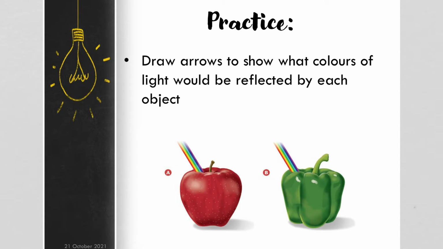So we'll do a little practice here. The first question is, draw arrows to show what colors of light would be reflected by each object. If we're looking at a red apple, we would expect that the color that's coming back off would be red. So red is bouncing off. And if we're talking about this green pepper, it's absorbing all the light except for green. So green is bouncing back at us.